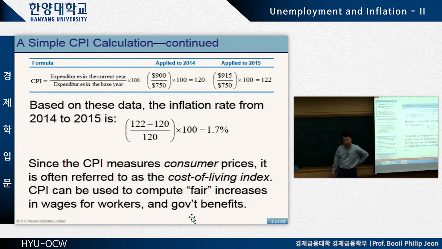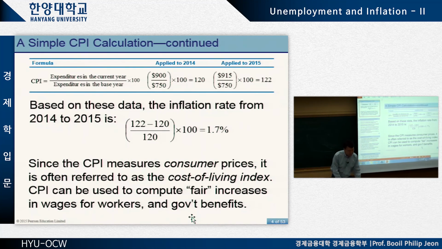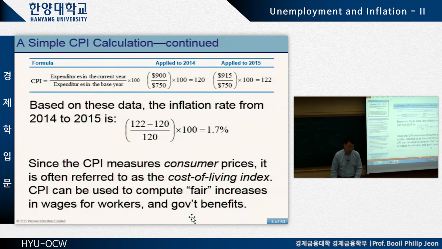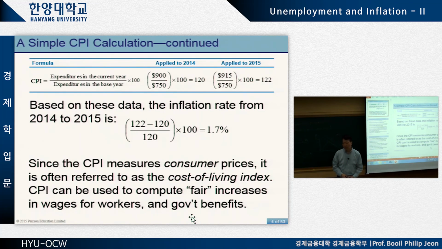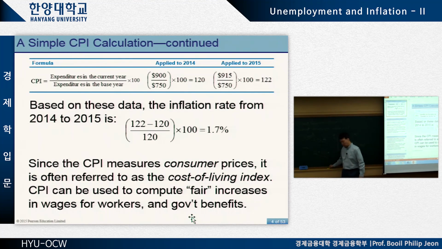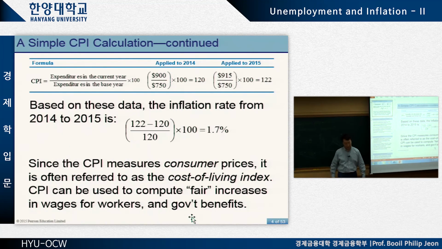PPI is the same idea, but it's a producer price index. Instead of consumption goods, it collects the price information on production-related goods, like energy, equipment, and material. So that's more relevant to the managers rather than the consumers.